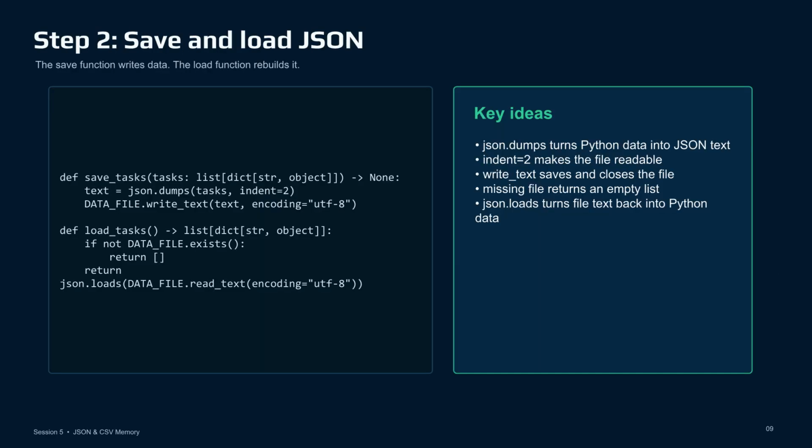Step 2 is saving and loading. Use json.dumps to turn data into text and json.loads to turn it back. Setting indent=2 keeps the JSON file human readable, and write_text handles the file writing process safely.